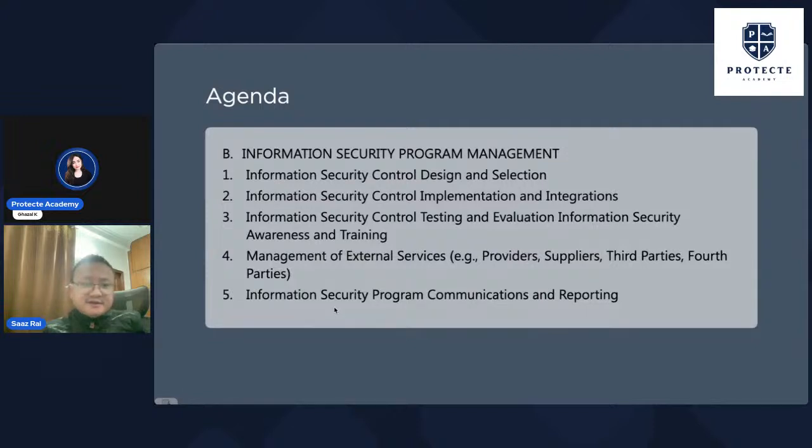And then the control design and selection. Again, this is part of your risk management itself. You probably need to have those controls. Like I said, the controls could be your physical controls, administrative controls, technical controls. You need to be able to have these controls in place. You probably need to have information security awareness and training, managing third parties, communicating this program.